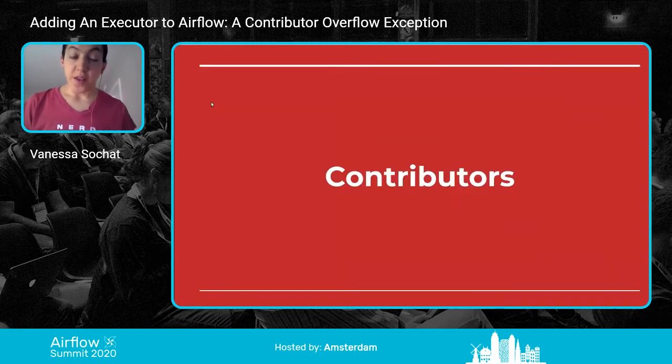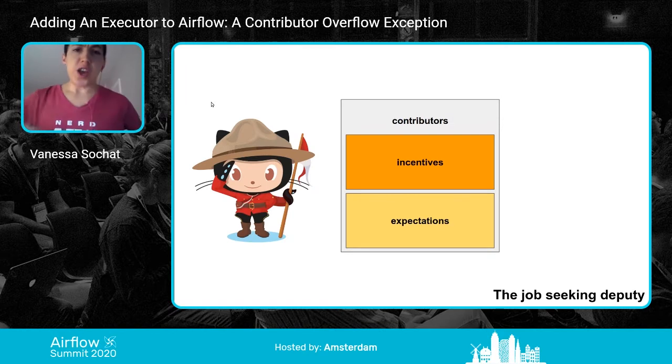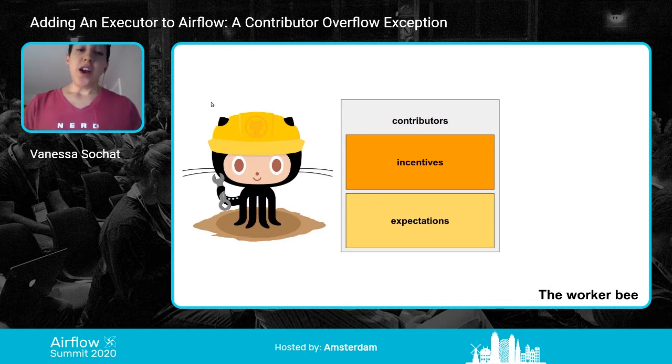Okay, so now let's talk about some archetypes for contributors. The first is the job-seeking deputy. This is the person that is there because they want to impress you, or maybe they want to just build up their GitHub profile to impress an employer. So they are going to read all the documentation, do everything right, really try to go out of their way to please you.